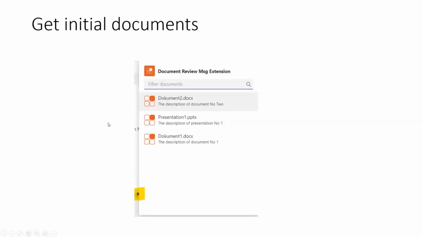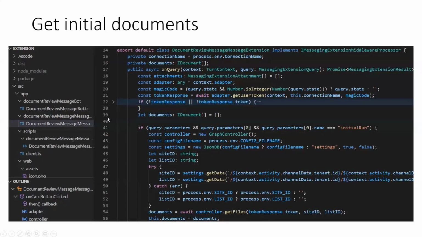The next thing is, of course, how to get the initial documents. This is executed in the so-called middleware in the Teams app. And this middleware, this IMessagingExtensionMiddlewareProcessor in the onQuery method, is communicating with the bot in the background. And here what we first try to do is get a user token. In my case, this was successful. I will catch up on how it looks when it's not successful in a minute. So here we have a token. This is why I shortened the negative token response here.